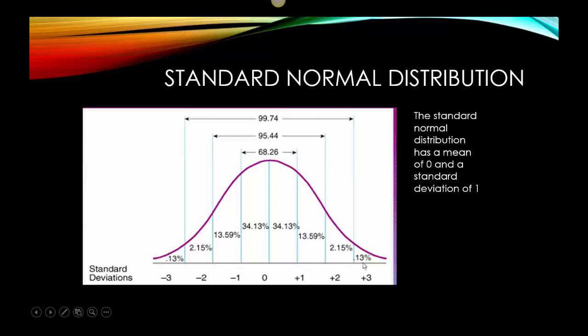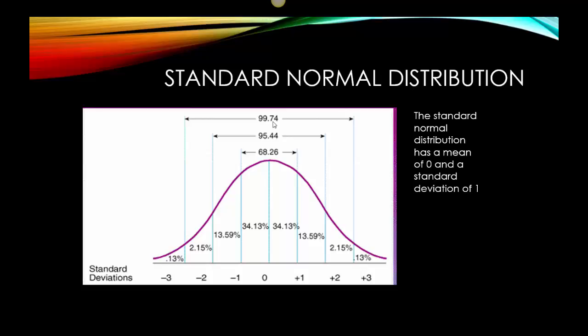So I have 1, 2, 3 standard deviations on the right that were positive, -1, -2, -3 on the left. 68% roughly is in the first standard deviation. About 95% of the information will be in the second, and then 99.74 in the third. So it just tells me how the information is distributed.